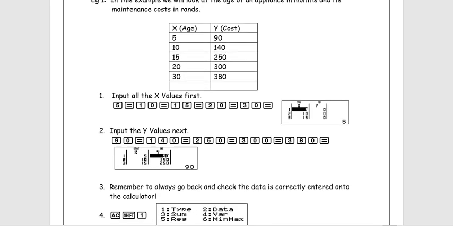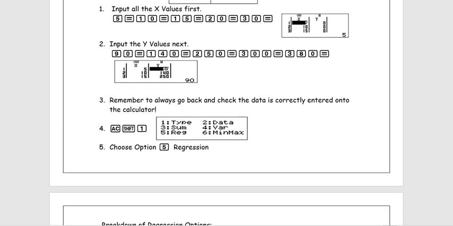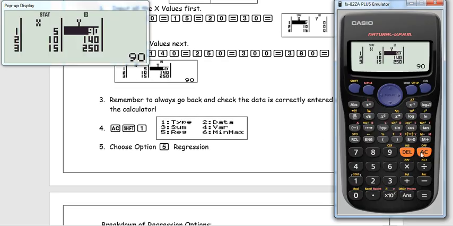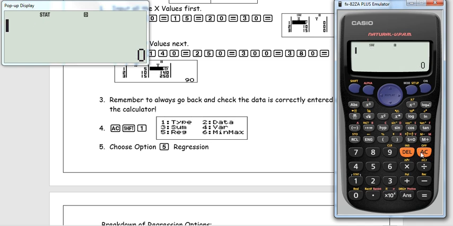Okay, so now that I have checked that all my data is correct and I am happy with it, we can move on to step number 4. We are going to repeat this step time and time again during this session. I'm going to press AC. Don't panic, your work has not disappeared. Shift. And if we have a look above number 1, it says stat. And that is what we are doing. We are doing linear regression, which is a form of statistics. So I'm going to press option number 1.